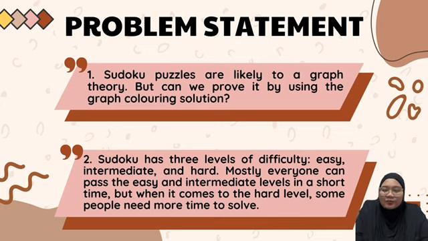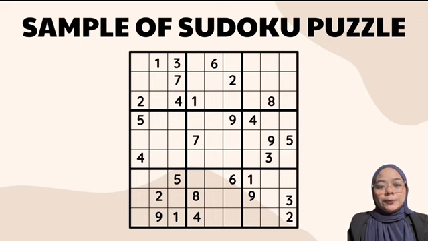So, based on both introductions, in this study we will focus on solving the Sudoku puzzle by using graph theory. Therefore, we came up with two different problem statements. First, Sudoku puzzles are likely related to graph theory, but can we prove it by using the graph coloring solution? Next, most Sudoku games have three different levels of difficulty: easy, intermediate, and hard. Most people can pass the easy and intermediate levels in a short time, but when it comes to the hard level, some people need more time to solve it.